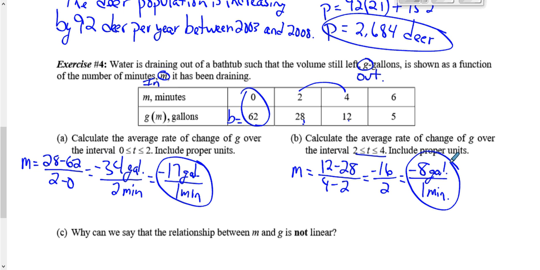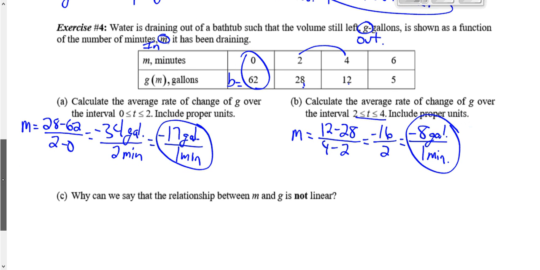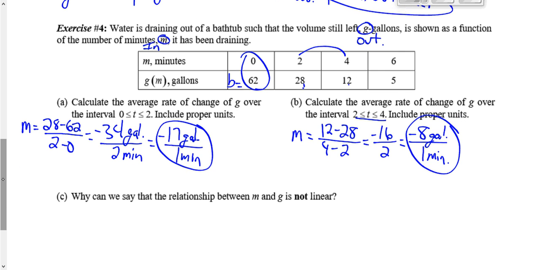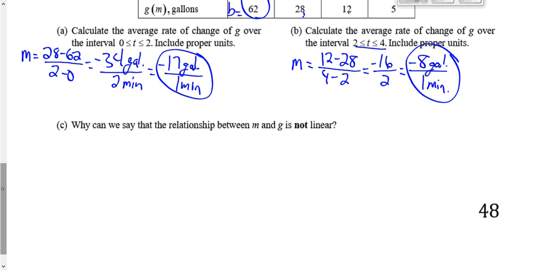Will this be a linear relationship, guys? No, it says not linear. Well, before you even saw that, why won't this relationship be linear? Because the rate of change is not constant. For a relationship to be linear, it needs a constant rate of change, right? Okay? So the answer to this is, why is it not linear? Because the average rate of change is not constant.